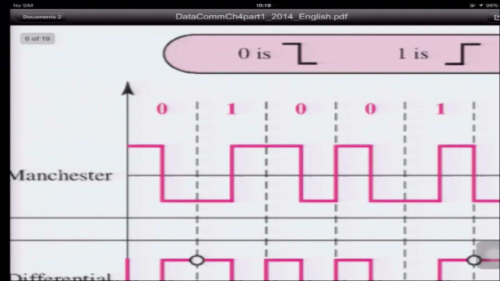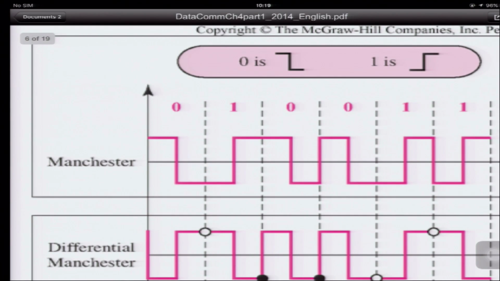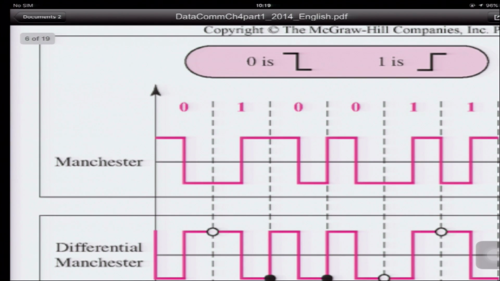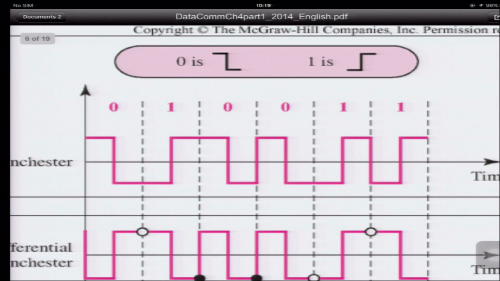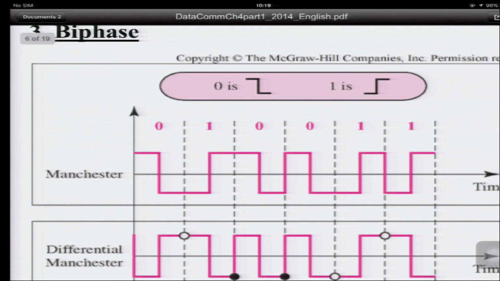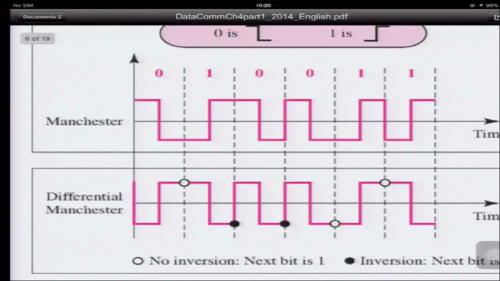So in this case, if it's a 0, it's high to low. If it's 1, it's low to high. 0 is high to low, low to high, low to high. So this is how to represent the Manchester. You just put the value of high to low, low to high, to represent bit 0 or bit 1.